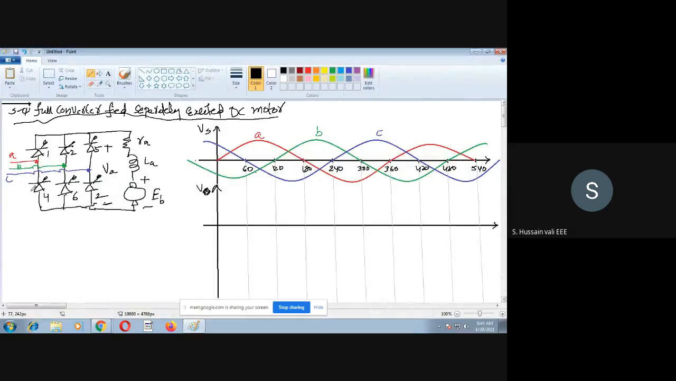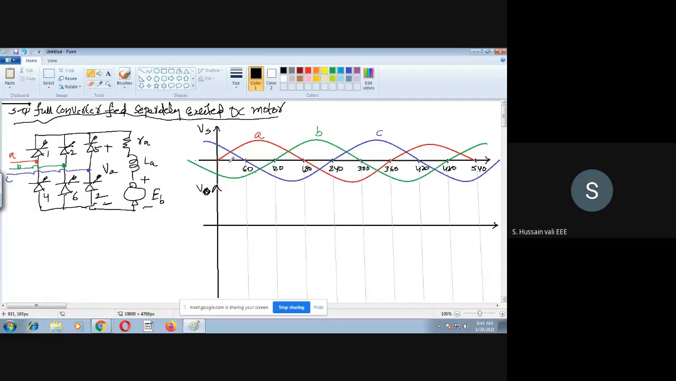So today's topic is the three-phase full converter fed separately excited DC motor. So it means that you have a three-phase full converter. The three-phase full converter, in the sense, has six thyristors. You see the circuit diagram.